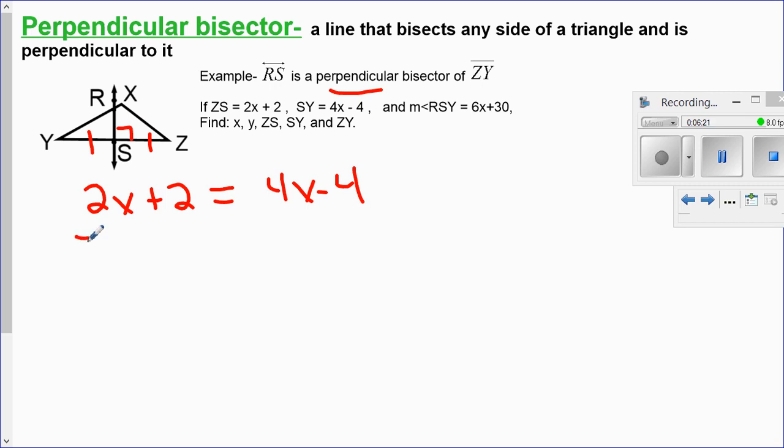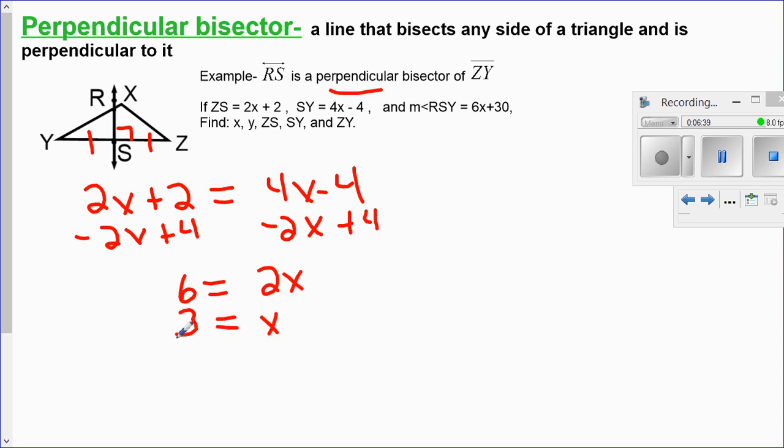So if I subtract 2x from each side, and it looks like I want to add 4 to each side, I'm getting 6 is equal to 2x, which means x is equal to 3. And we're talking about lengths here, so 3 units, whatever units this is in. So that's x, so I did the first part. Then it says I'm supposed to find y.